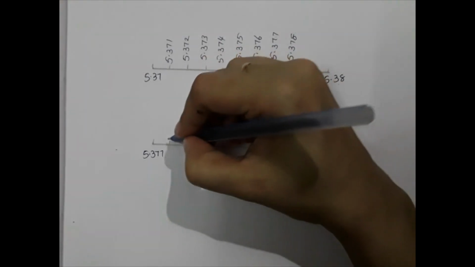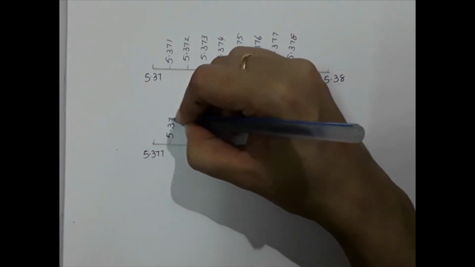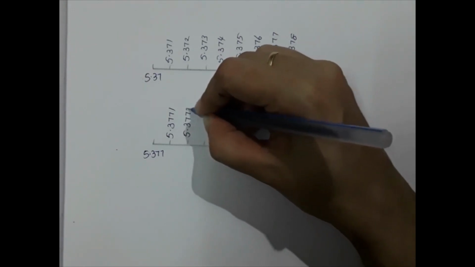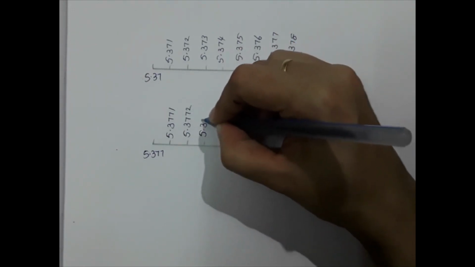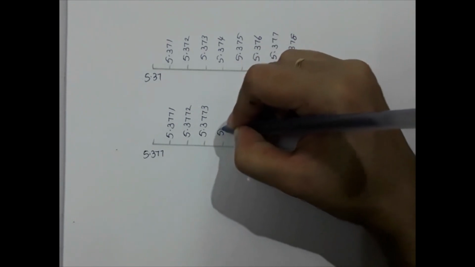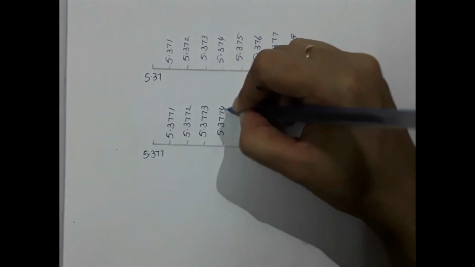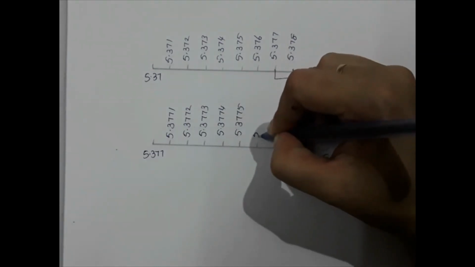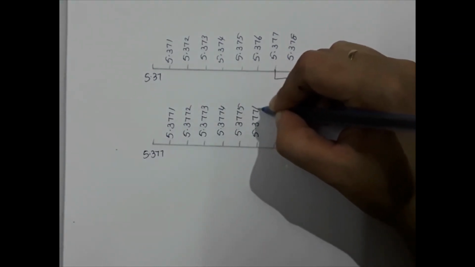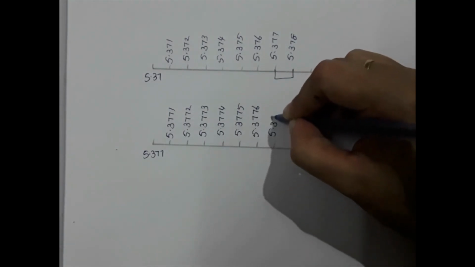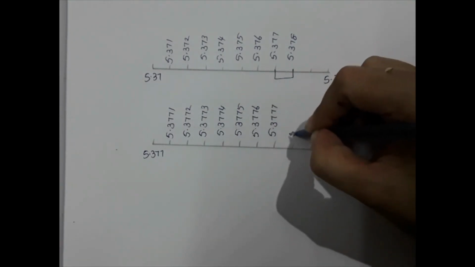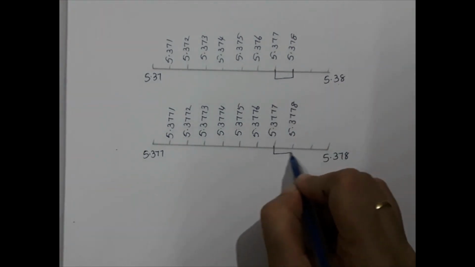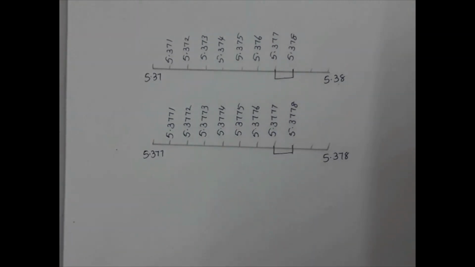Between these two, first point is 5.3771. Next one is 5.3772. Then 5.3773. 5.3774. Next one is 5.3775. 5.3776. 5.3777. 5.3778. So in between, the next 7 is between these two numbers. So again you want to magnify that.